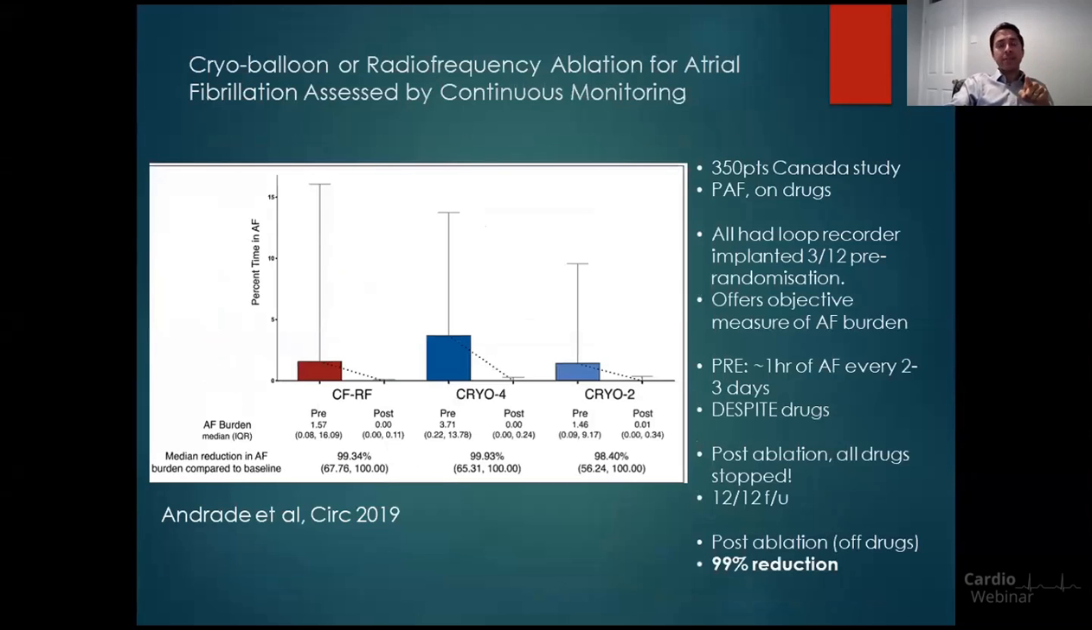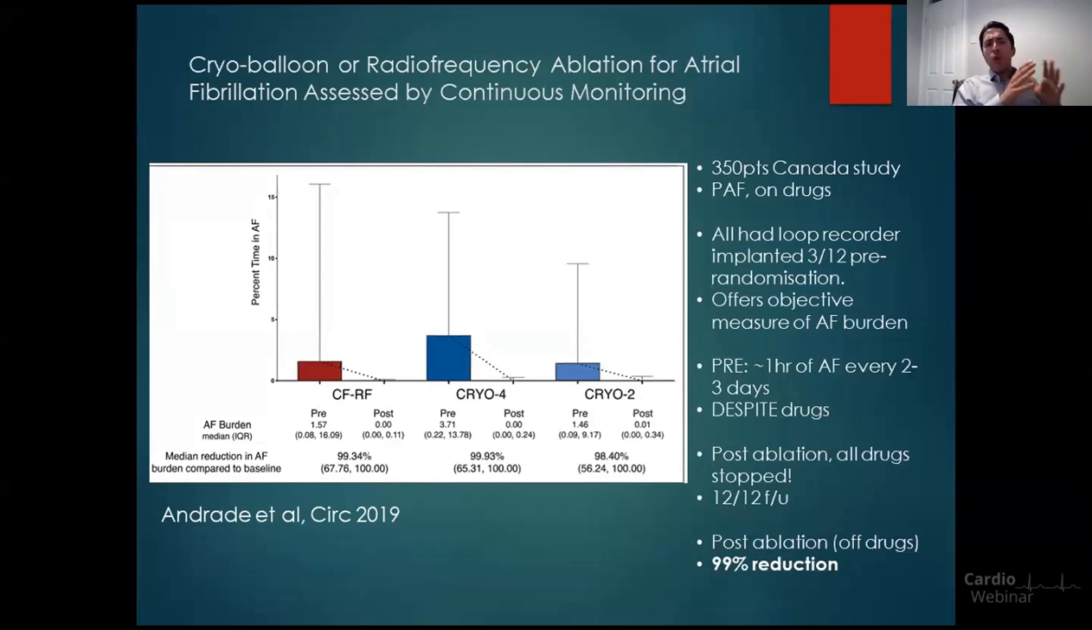Well, I love this study because this study, unlike that prior study and unlike all the studies we've seen, asked a similar question, but rather than following patients up with Holter monitors or symptoms, every single patient got a loop recorder put in before they were included in the study. Now that's huge. In this study, you had 350 patients. These were only paroxysmal patients. And the actual details of the study are not so important for yourselves because they were looking at the differences between radiofrequency and cryoballoon, but forget that bit.